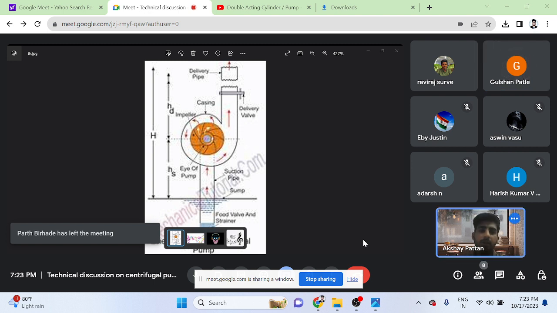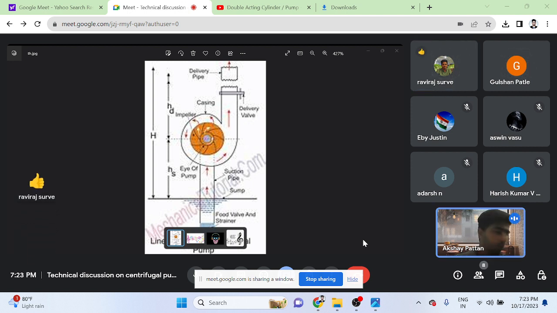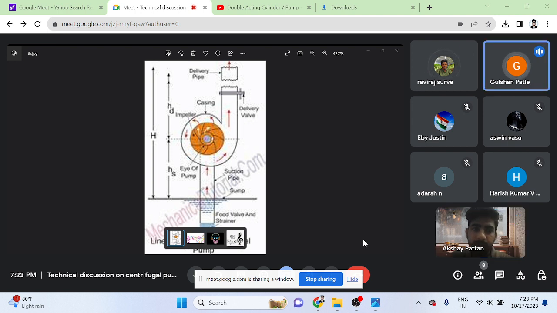Is it clear about net positive suction head, guys? Should we move forward, or are there any doubts on net positive suction head? I have sent the formula. Just have a look into it. If there is any doubt, please let me know. It's very easy. Okay, so should we move forward? Yes. Okay, so the next question is, guys.